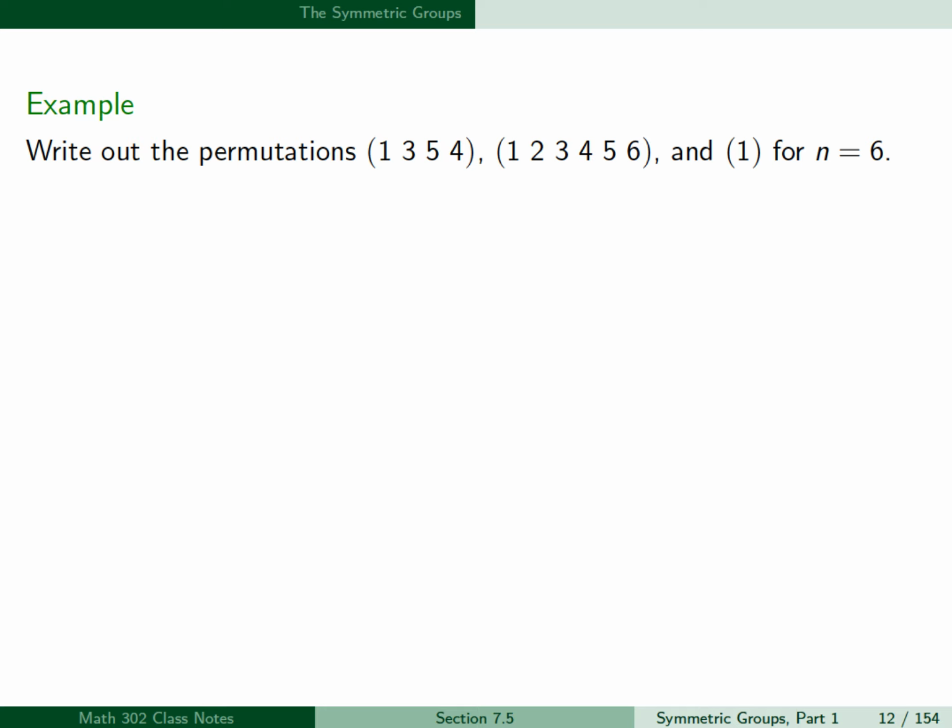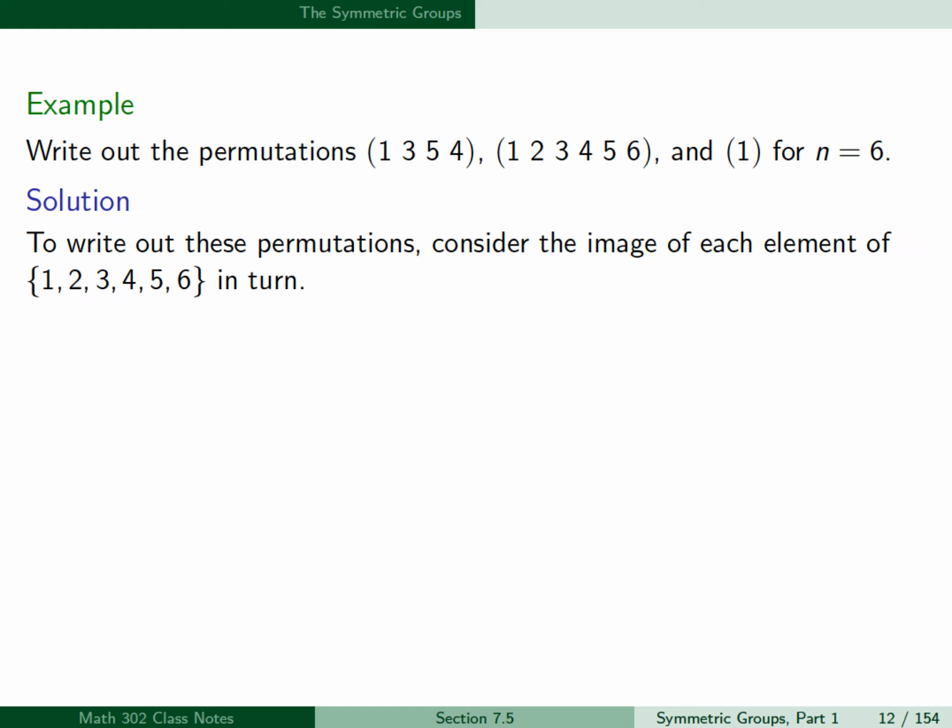For an example, let's write out the permutations (1, 3, 5, 4), (1, 2, 3, 4, 5, 6), and (1), for n equals 6. So we're in the permutation group S sub 6. To write out these permutations, what we can do is consider the image of each element of the set 1, 2, 3, 4, 5, 6 in turn. So we'll start with (1, 3, 5, 4), and we'll use the two-row notation for the permutation. The top row is 1, 2, 3, 4, 5, 6. And we want to see what each of the images of the elements 1, 2, 3, 4, 5, 6 is in our cycle.